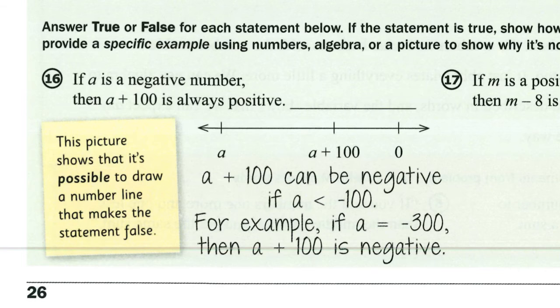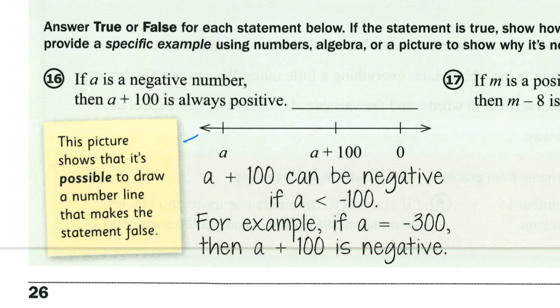Number 16 and 17 get us thinking a little bit more here. We have to decide if these are true or false. So number 16, if a is a negative number, so they drew a number line here to show that, with a being right here, a negative number, then a plus 100 is always positive. That is going to be false, and they give us a reason here.